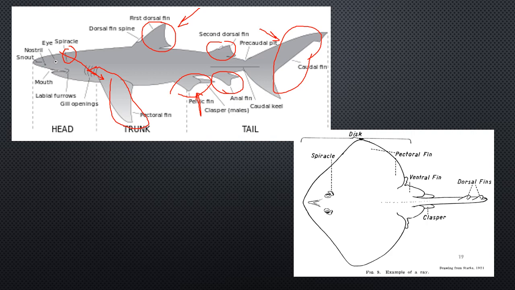And then the pectoral fins are used for an upward force and also for steering. And the pelvic and anal fins essentially help to act sort of as a rudder, so they also help a little bit in steering.